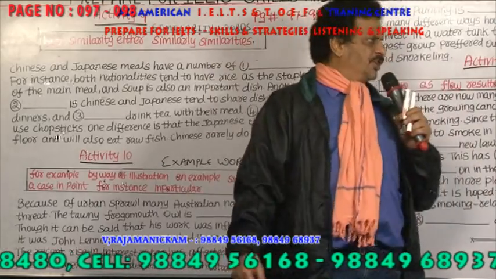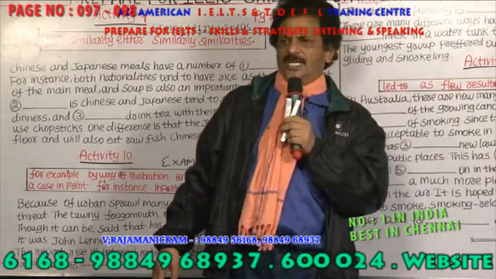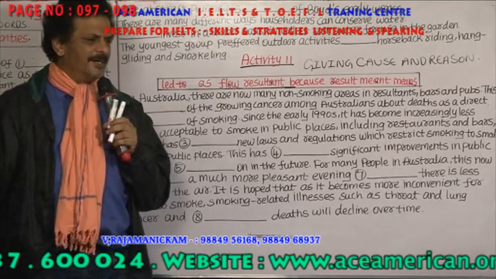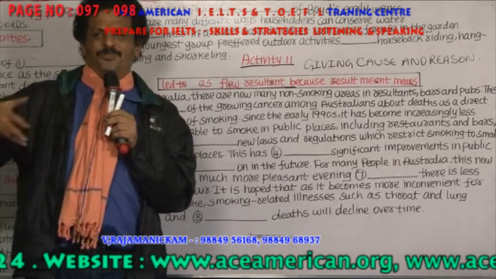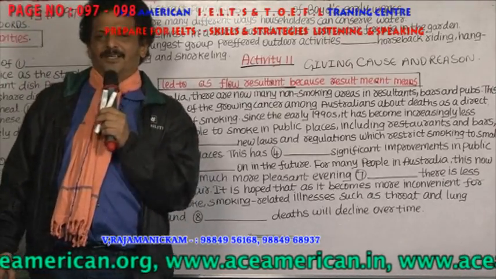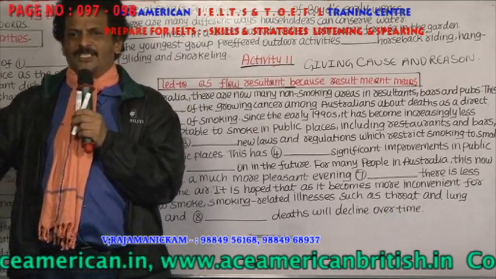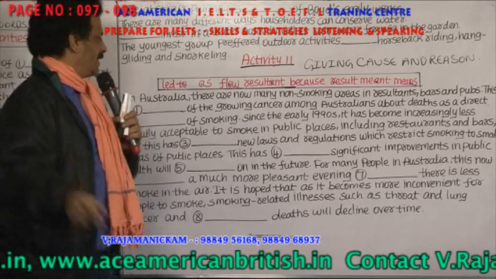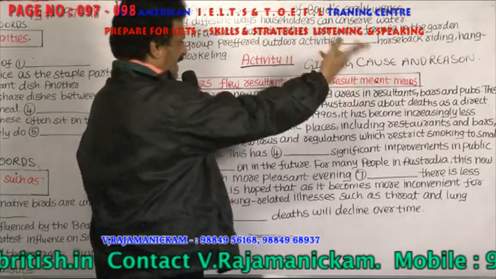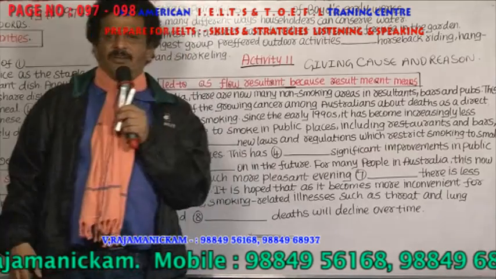And coming here, Activity 11, giving cause and reason. Isn't it in your day-to-day life? There's a cause and reason. If you study well, you get good marks. If you work hard, you get nice marks. Because of studying hard, you got good marks. For example, he rode the bike carefully. It resulted in. So something results in. So cause and effect. What are the words? Led to, as, flow, result in, because, result, meant, means. So these are the words which are used for giving cause and reason.